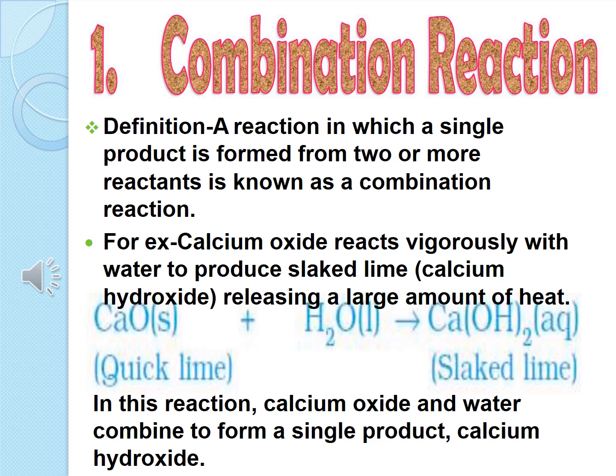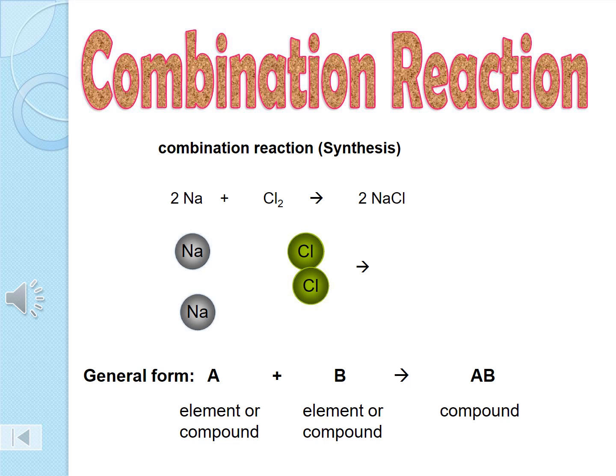The very first type of chemical reaction is combination reaction. Now, a combination reaction is that reaction in which two or more reactants combine together to form a single product. For example, calcium oxide, that is CaO, reacts with water to give Ca(OH)2, that is calcium hydroxide. Here, in this example, you can see that combination reaction is a synthesis reaction.